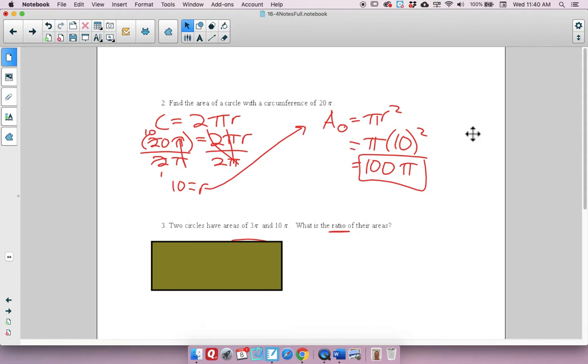Okay. Two circles have areas of 3 pi and 10 pi. What is the ratio of their areas?